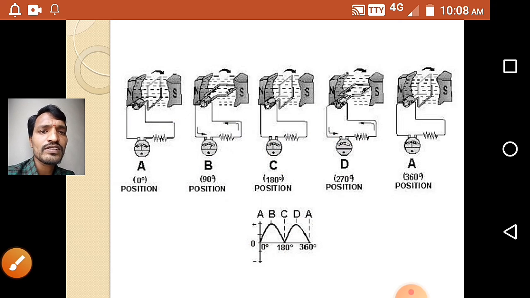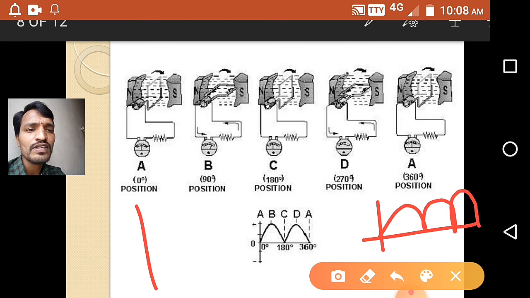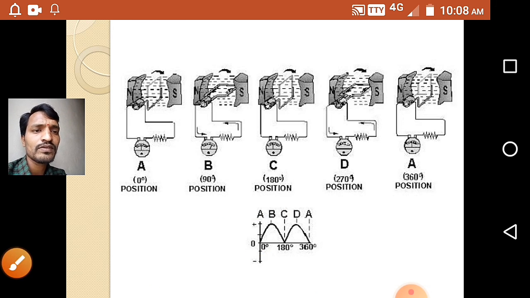In the same manner, we are getting pulsating DC. We can call it pulsating DC. The average of this waveform is nothing but the DC waveform, okay. I hope you understand the output waveform of DC, and how the commutator is converting the AC waveform into DC.